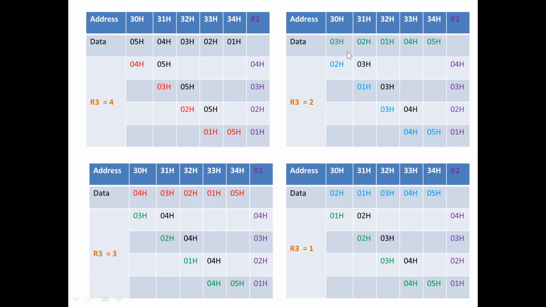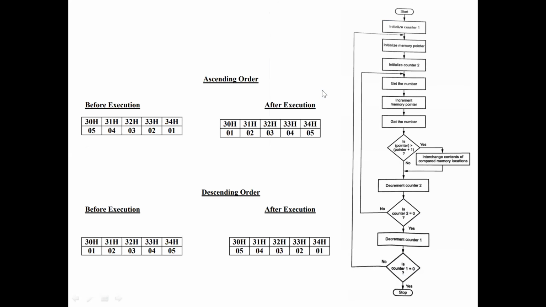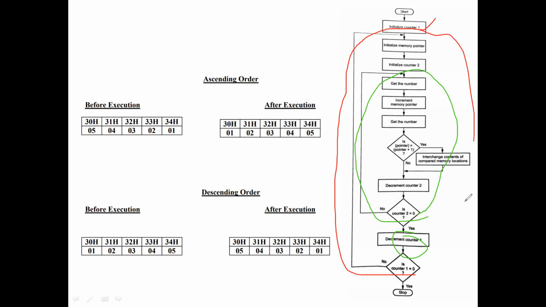You can go to the flow chart. So here is your counter. This is one loop. This is the another main loop, the counter 1. And this is my another loop. Right. So this is for R3. This is for R2. Okay. So this is the logic of the program.